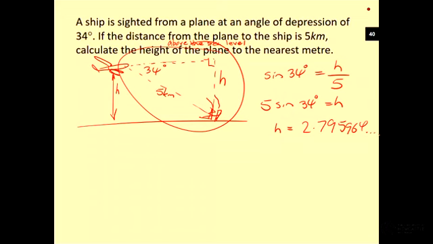2.795795964... That's what I got out of my calculator. What do I need to do to that? What's that in? Yeah, that's kilometres. I want the nearest metre. I know that there's 1,000 metres in every kilometre.